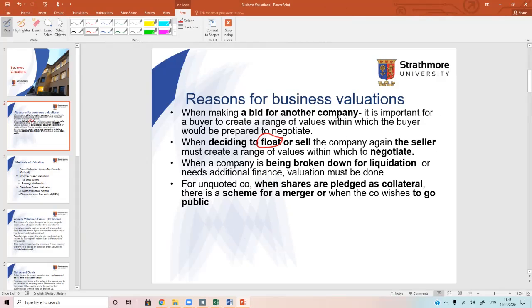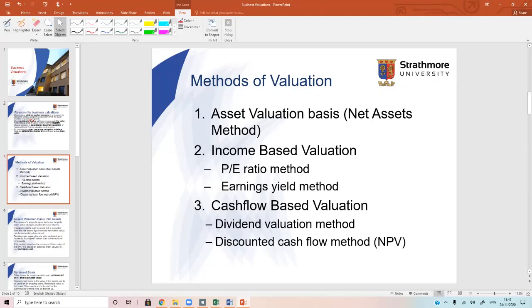When you're going to issue your shares in the market, for example, you are a new company and you want to issue more shares in the market, that's called flotation, or floating your shares to the public. Then you have a number of methods you can use when it comes to valuation of the company. One of them is the asset valuation basis, or the net asset value method, the NAV.